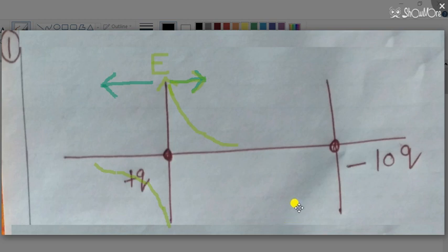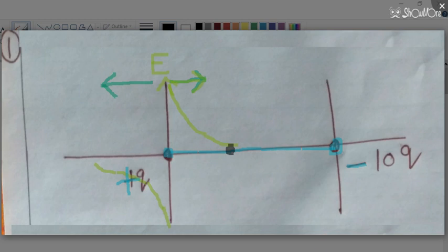And one more thing: if two charges are of opposite polarity, like one is positive and another is negative, this is the negative charge and this is the positive charge, that means there is no point on the line joining these two charges where the electric field will be 0. On this line there is no such point where electric field is 0. This concept can be understood.